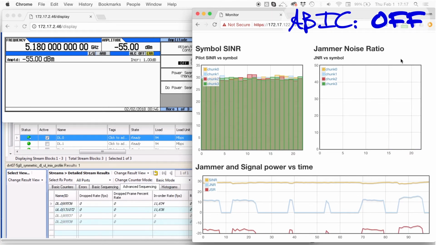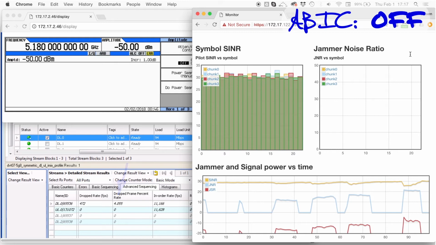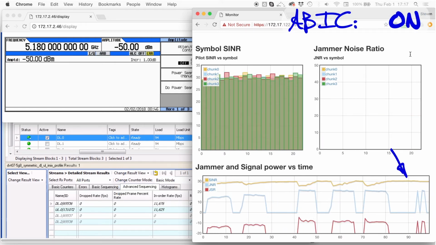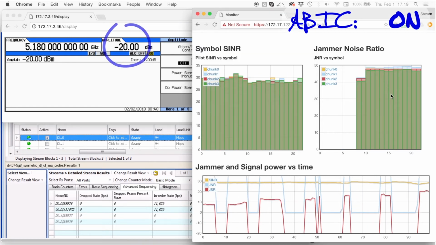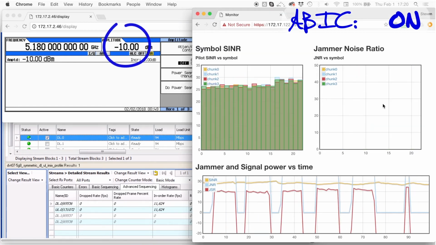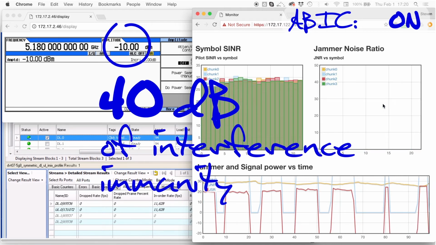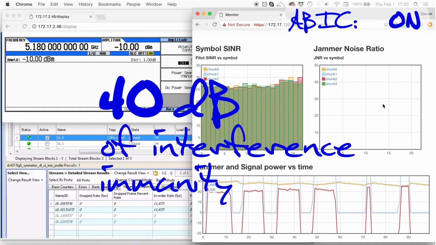Without ABIC operating, a rising level of interference begins to cause packet errors, as with any conventional radio. Turning ABIC on returns SINR to the level required for full-rate performance and eliminates packet errors. The immunity ABIC provides remains perfect as the jammer signal is raised by 40 dB, at which point it is 20 dB or 100 times stronger than the signal of interest.